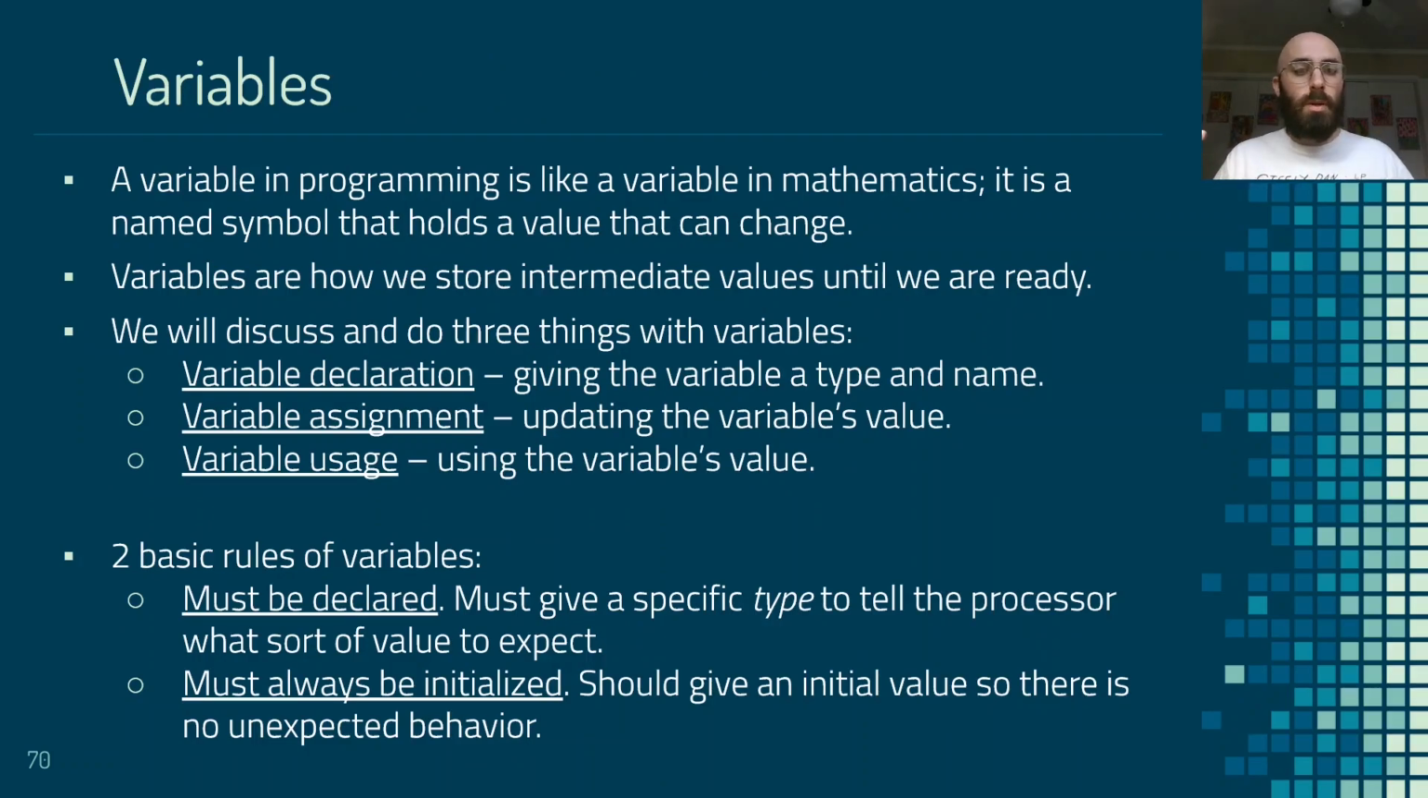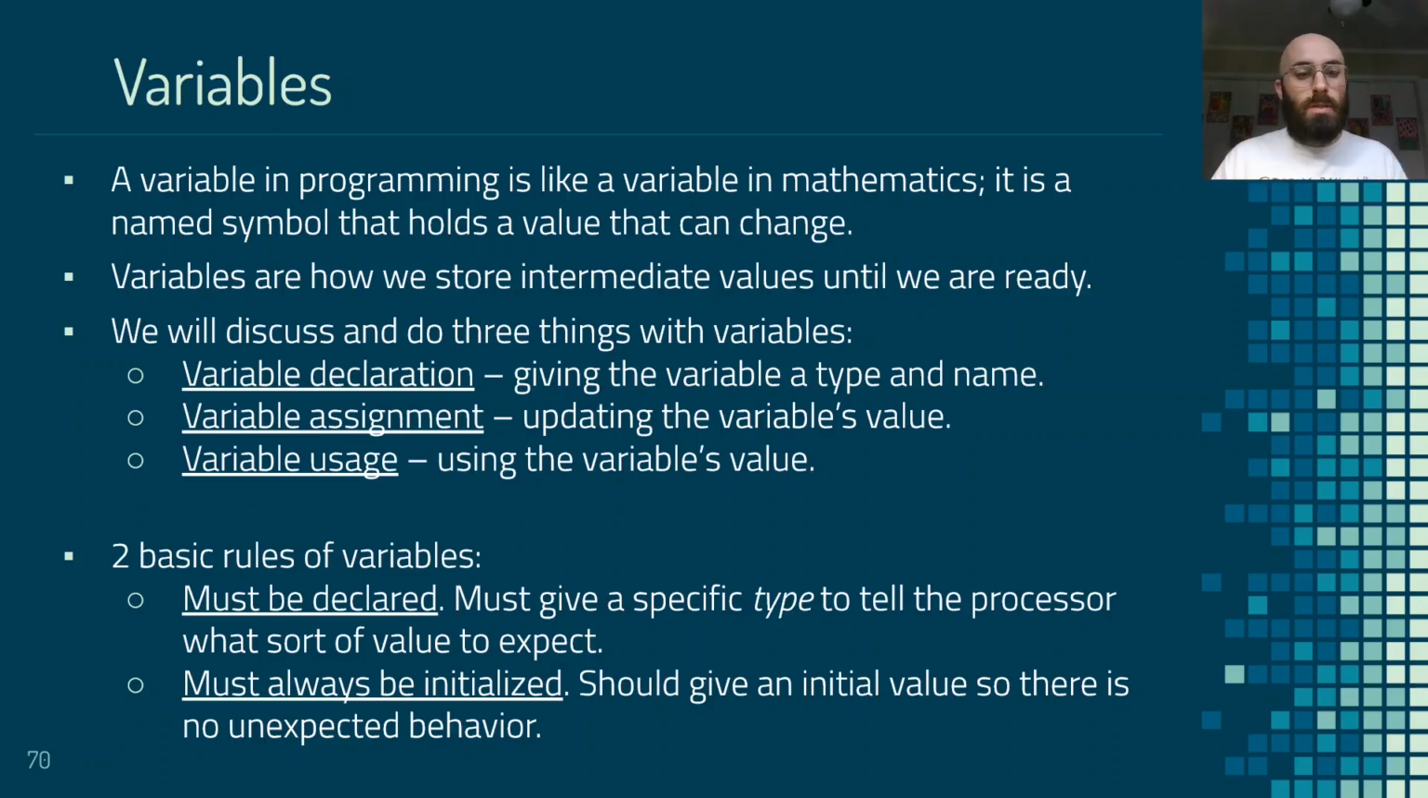So a variable in programming is much like it is in mathematics, right? It's some named symbol that holds a value that can change over time. Up until this point, we've really just used values stored in macros because they've been constants. Macros aren't actually part of the code. They're just a way of renaming a constant throughout and creating an alias that makes sense to us. A variable is actually part of the program and allows us to store intermediate values until we're ready to use them, and we can modify them and do certain equations.